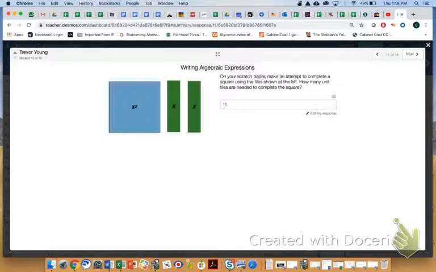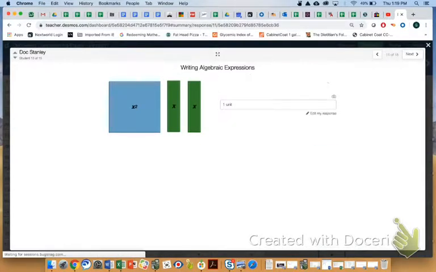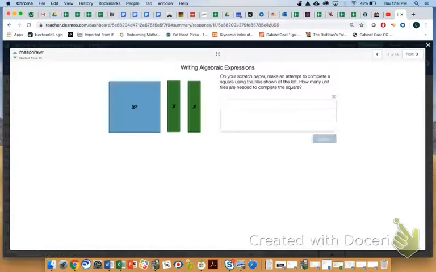Noah, again, we're simply looking for the number of squares needed. Trevor, 10 is not correct, I'm sorry. Doc, you got it. Good job. Ellie, that's not right, I'm sorry. Is that right? Check Mason. Still looking for Mason. Julia, that's good.